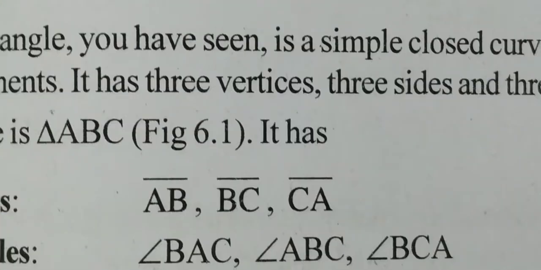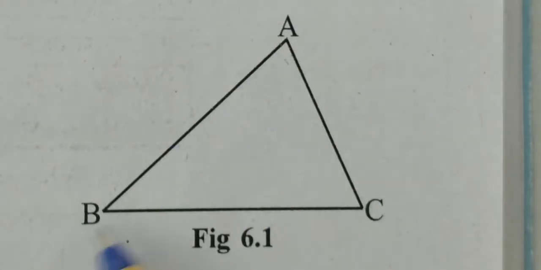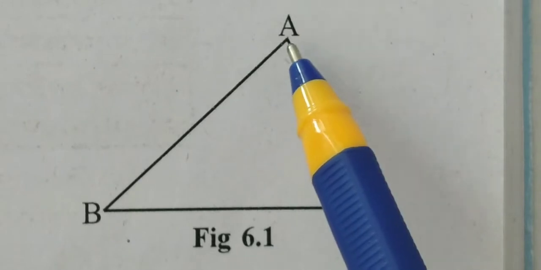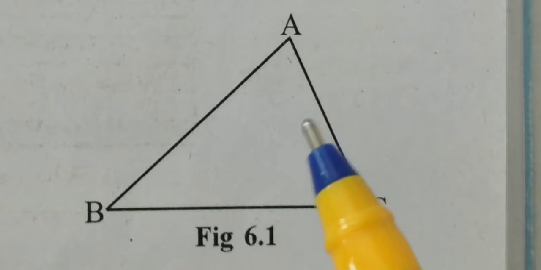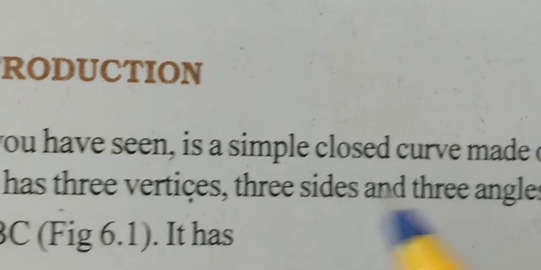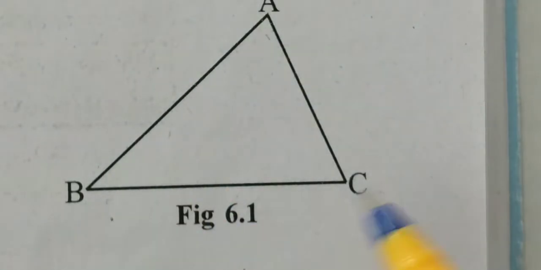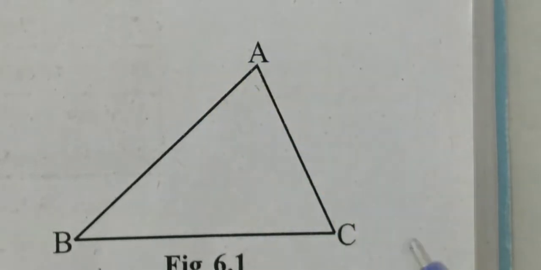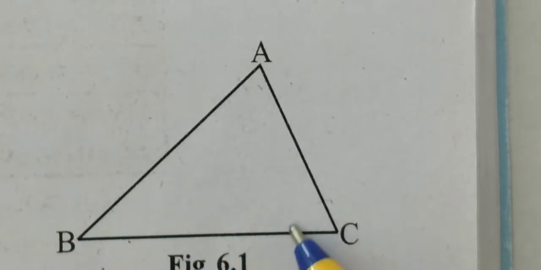So the elements of triangles are: it has 3 vertices, that is 1, 2 and 3 angles. Okay, it consists of 3 vertices. Vertices is nothing but the plural form of vertex. Then 3 sides. Here you can see 3 sides, AB, BC and CA or AC. And 3 angles. Angles means angle A, angle B and angle C.